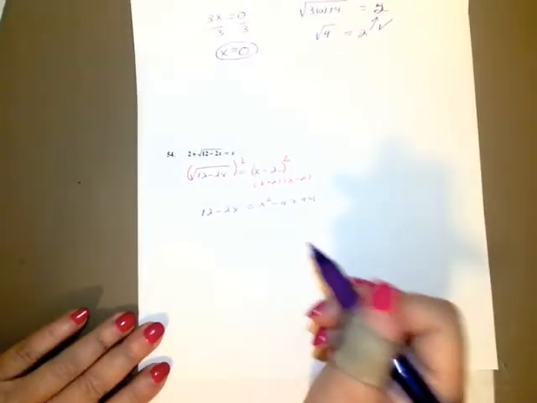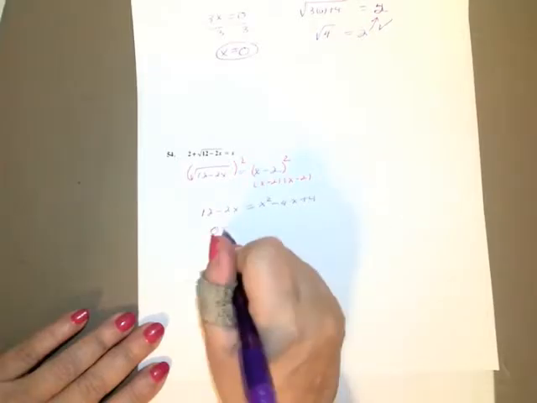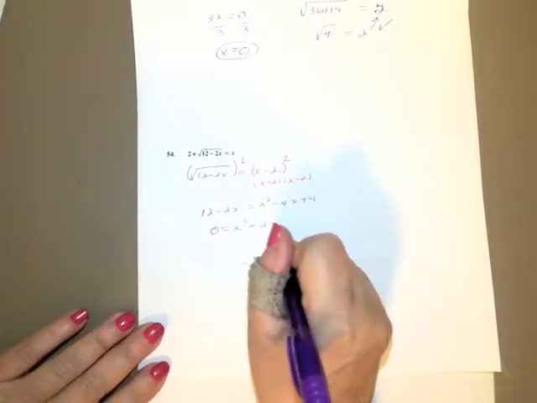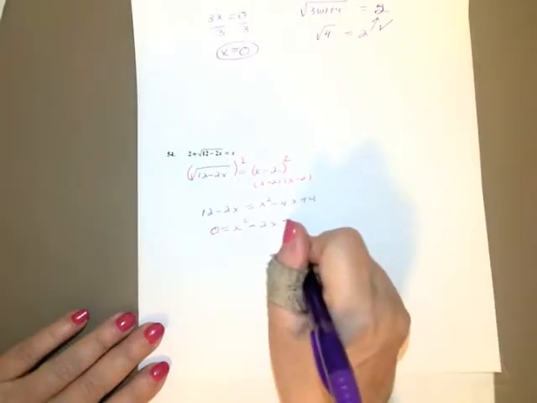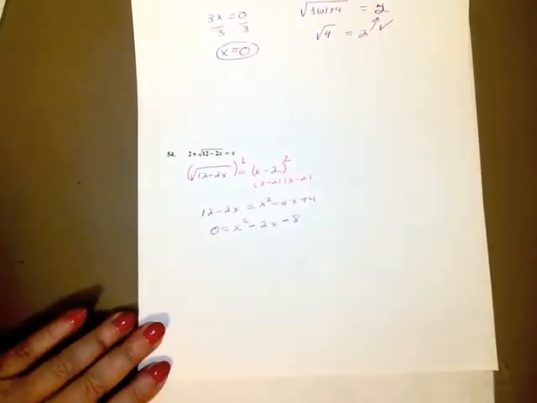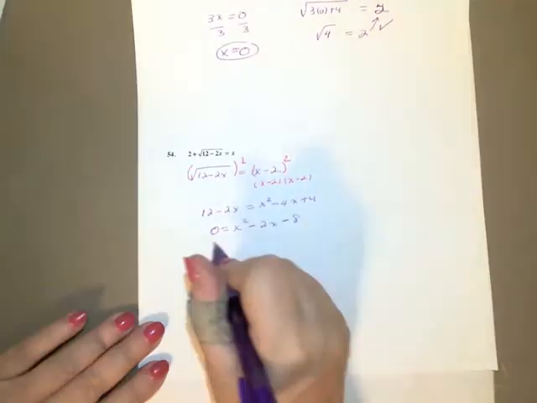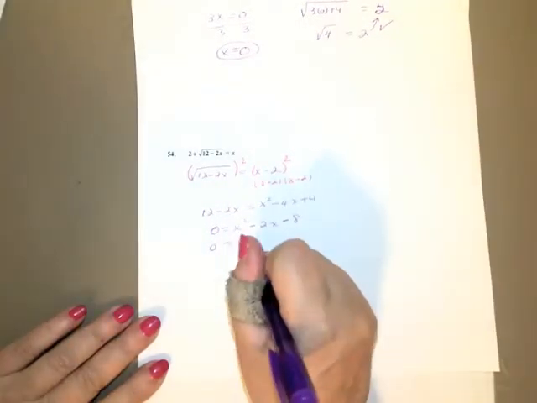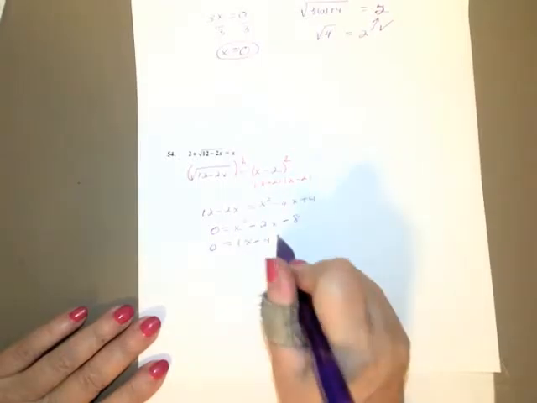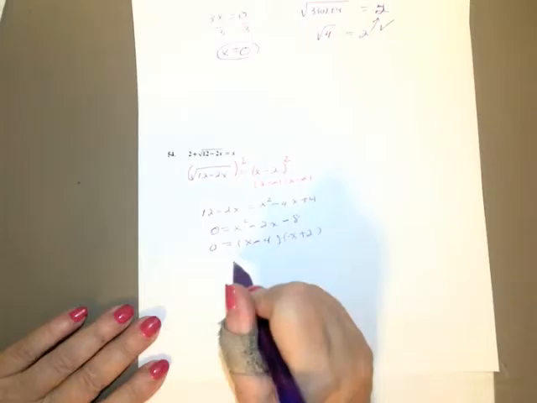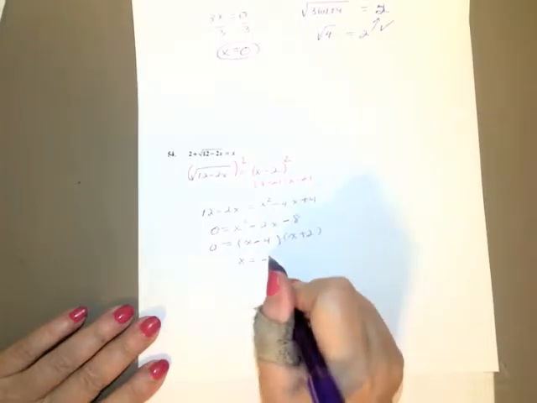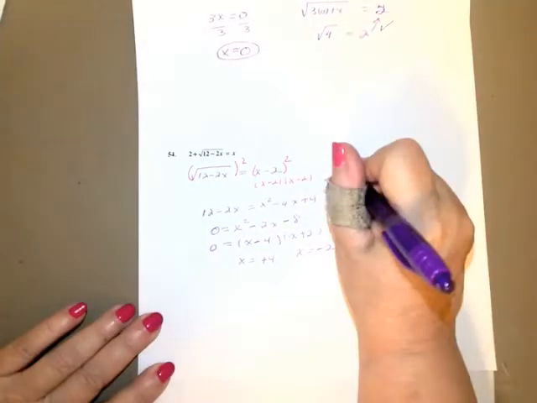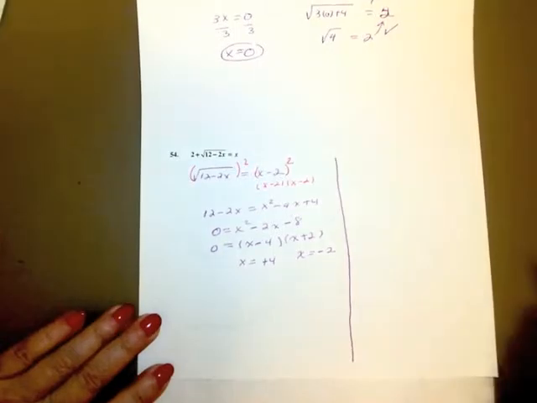Take everything to the same side, 0 on the other, because it's a quadratic. So 0 is x squared, add 2x, minus 2x, subtract 12, minus 8. And then we hope it factors, and it does. So 0 equals x minus 4, x plus 2, so that x is positive 4, and x is negative 2. So I need to perform a check on these two.